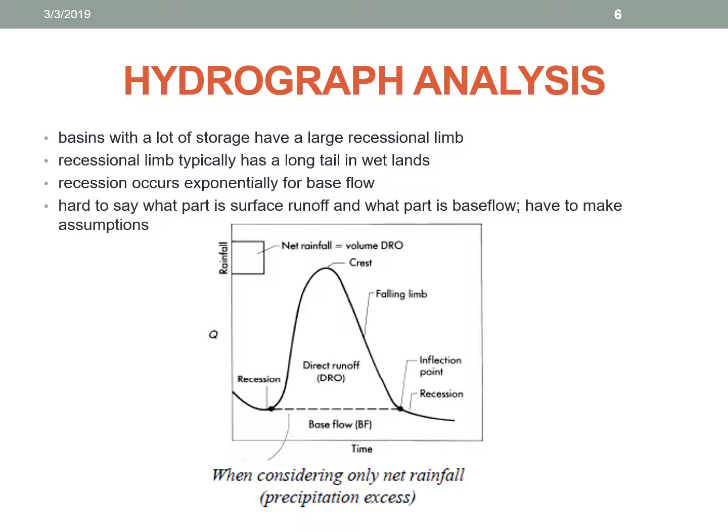Hydrograph analysis. Basins with a lot of storage have a large recessional limb. The recessional limb typically has a long tail in wetlands. Recession occurs exponentially for base flow. It is hard to say what part is surface runoff and what part is base flow, so you have to make assumptions. This is one typical hydrograph.